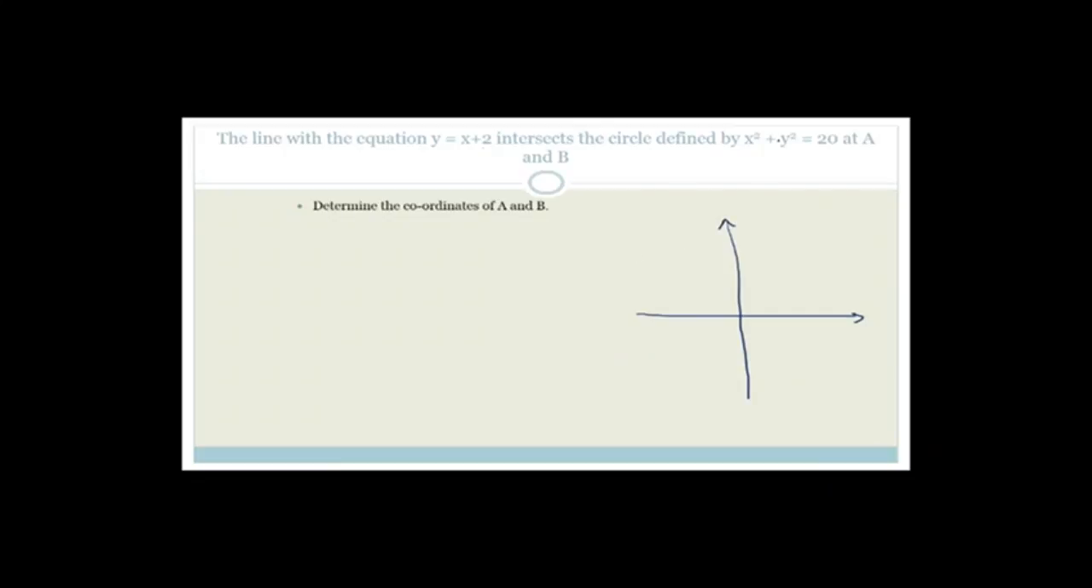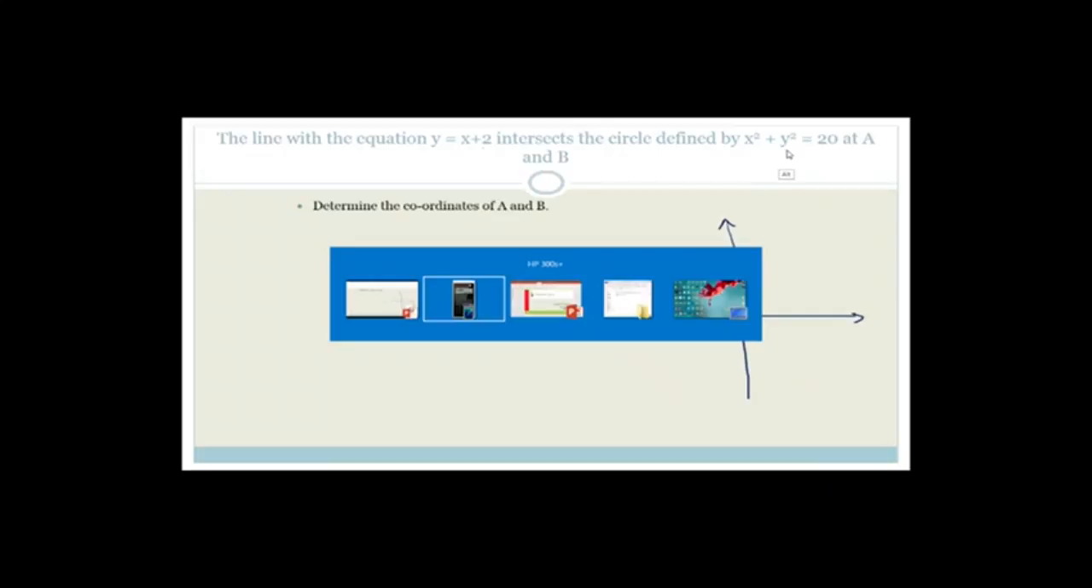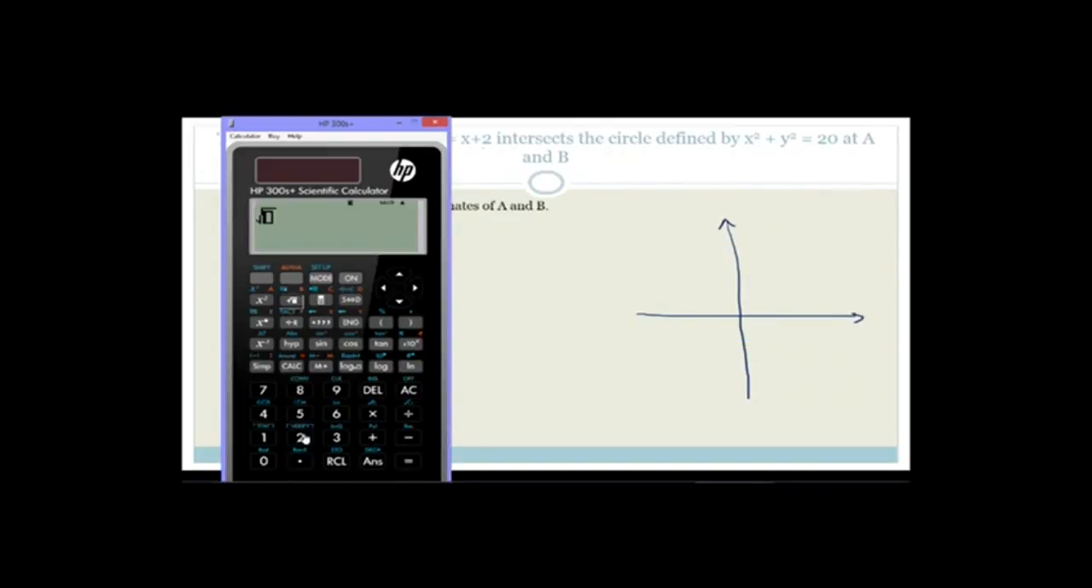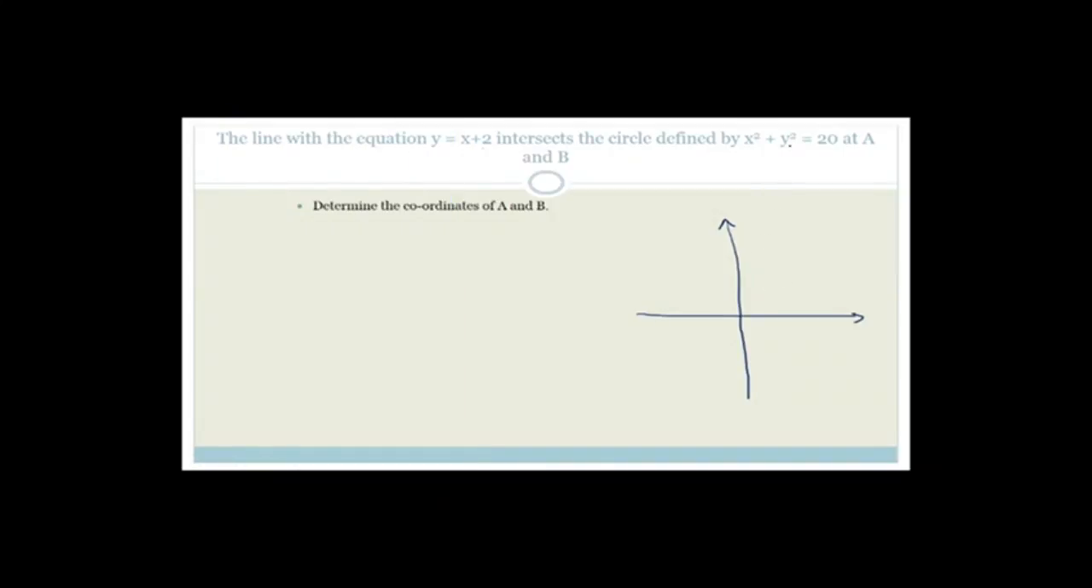Okay, so now we've got x squared plus y squared equals 20. Now remember, 20 is the radius squared. So to find out more or less how big this is, we can go and do the square root of 20, and that gives 4.47. Which means this circle is centered on the origin, and it's about 1, 2, 3, 4. Okay, so it's about that big.